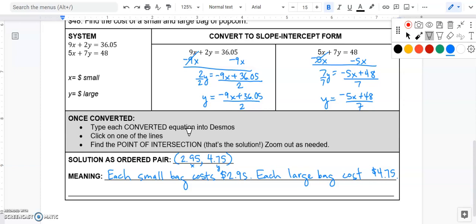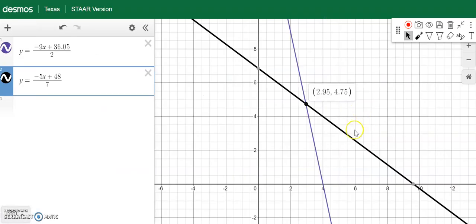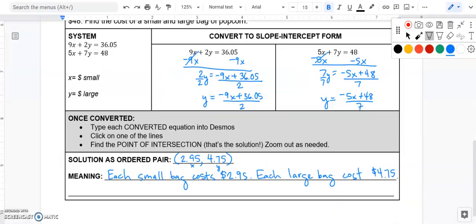So now we know. Now it's no longer a mystery because we had two equations that are working together that allow me to find the information that's missing. That is the only point they have in common. That's how I know that the small bag is $2.95 and the large bag is $4.75. So convert, hop into Desmos, find your point of intersection, and then look at your story to know what those x and y values actually represent.